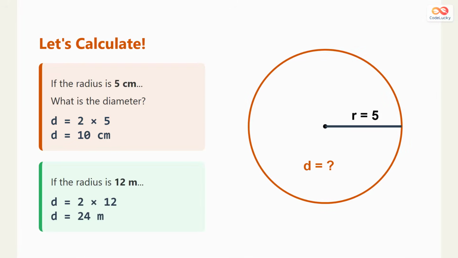Let us try a quick calculation. If we have a circle with a radius of 5 centimeters, finding the diameter is easy. We just multiply 5 by 2. So, the diameter is 10 centimeters. Similarly, if the radius is 12 meters, the diameter would be 24 meters.